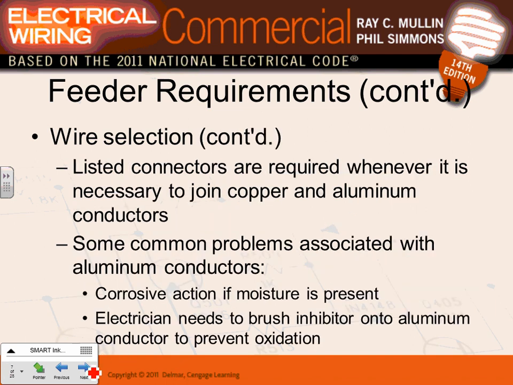Wire selection, connectors. Whether the connector is suitable for copper or aluminum conductors. Almost all connectors are rated for copper or aluminum. If you want to put copper and aluminum under the same connector, you have to have a special connector, because these are two dissimilar materials. They expand and contract at different rates, so they loosen the lugs differently, and they eat into each other too.